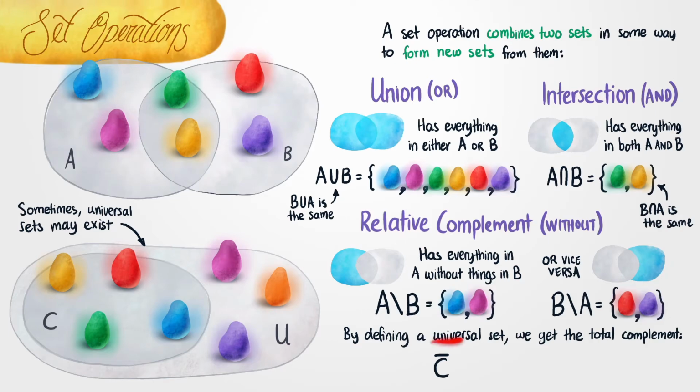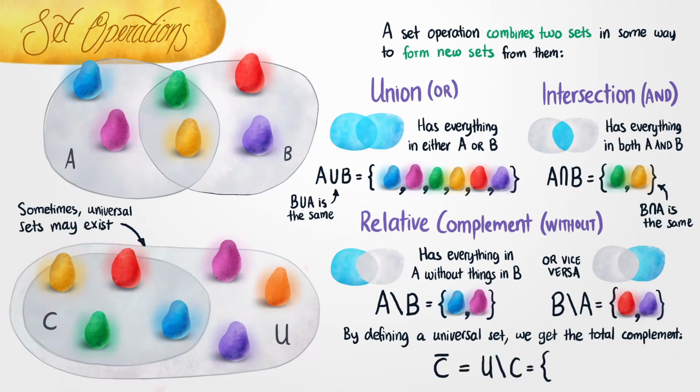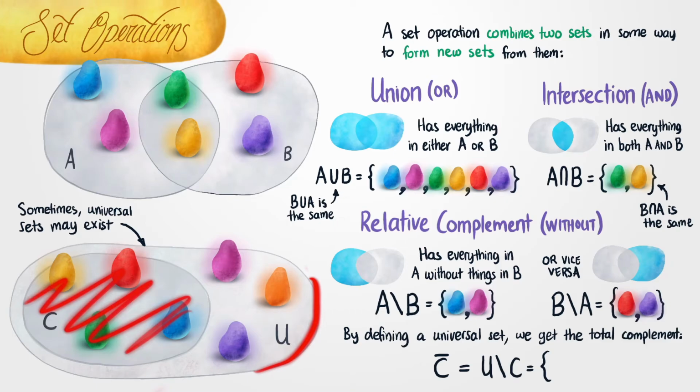So by adding on this universal set, we get this new thing called the total complement. And the total complement is just going to be the universal set without Chris's set. So if we started with every single jelly bean and then removed the jelly beans that Chris likes, well, that just leaves us with a set of jelly beans that Chris does not like.